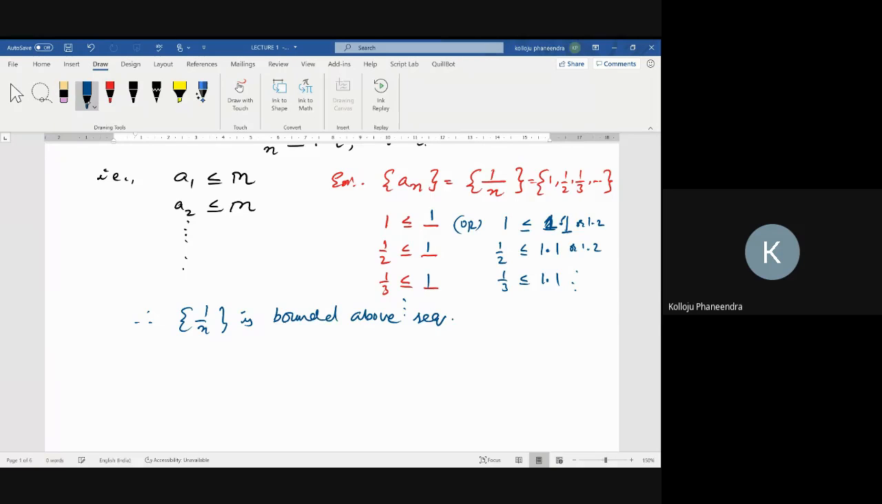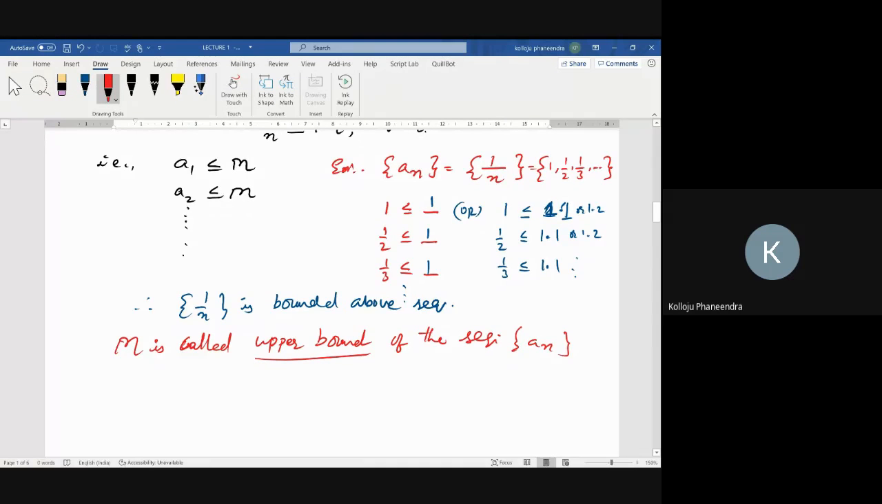And listen, the value M is called upper bound. M is called upper bound of the sequence a_n. If it is bounded above, then the sequence has an upper bound. M is called an upper bound.